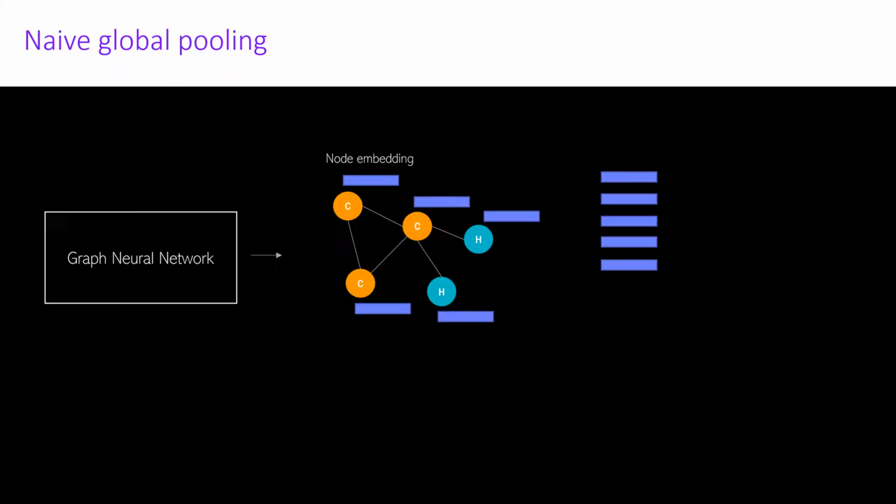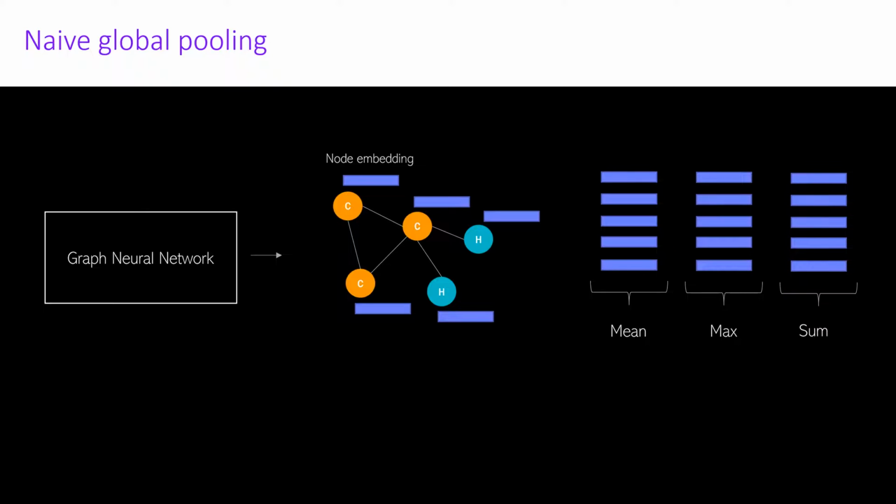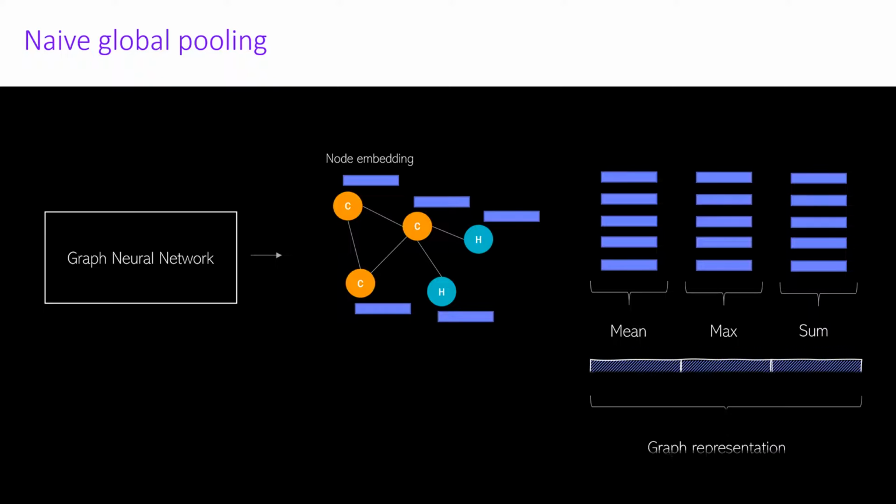Approach number one would be a naive pooling on the set of node embeddings. This set can have a different number of elements for each molecule, and therefore we cannot use it as input for a fully connected neural network, for instance. Instead, we need to use naive set aggregate functions such as mean, max, or sum, and apply them on the individual node embeddings. The result of this gives us a representation for the whole graph. We can also combine different aggregation functions. For instance, we calculate the mean, max, and sum, and then simply concatenate them, such as shown here.